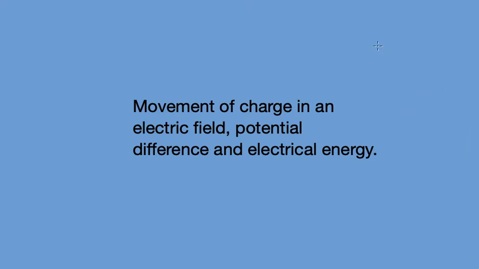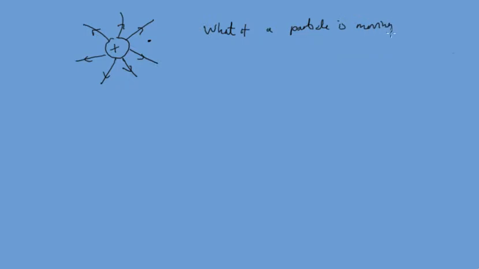Okay, today we're going to be looking at the movement of a charge in an electric field, potential difference, and electrical energy. Now, previously we were considering particles in an electric field. So, say this is our electric field, and we considered a particle in the electric field, and we were considering this particle as being fixed. Now, what if a particle is moving in an electric field?